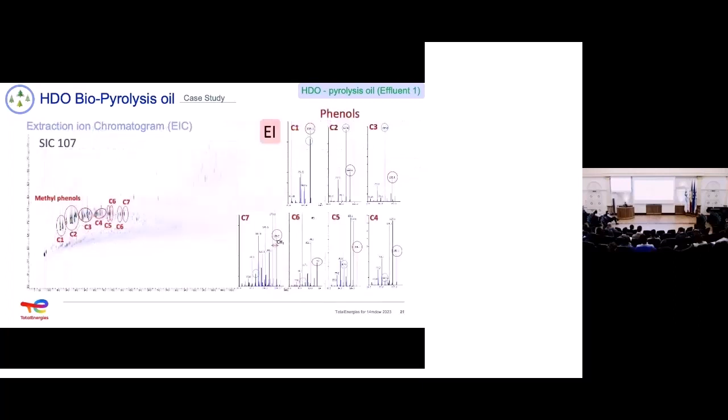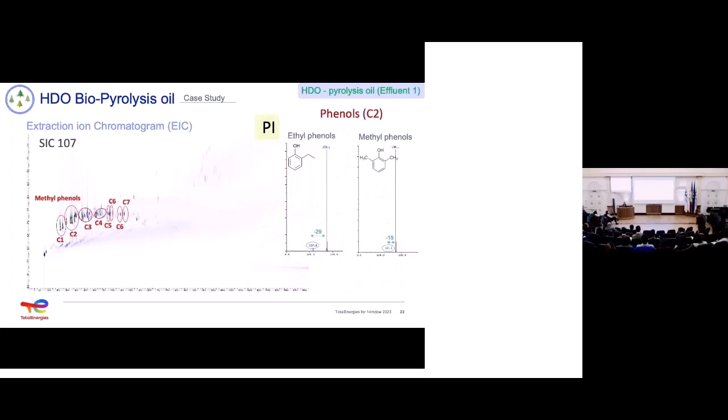And go through the phenols. So for the phenols, we extract the ion 107. So we can see the elution of the alkyl phenols, starting in C1, that means a methyl linked to the phenol, until C7. So on the right side, we have the examples of the EI spectra for these phenols.